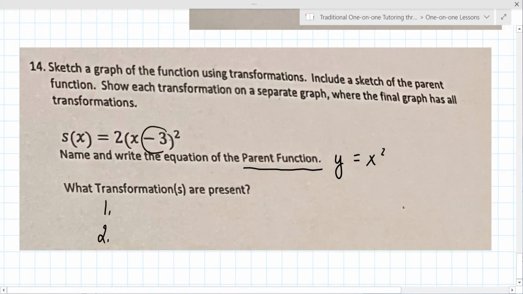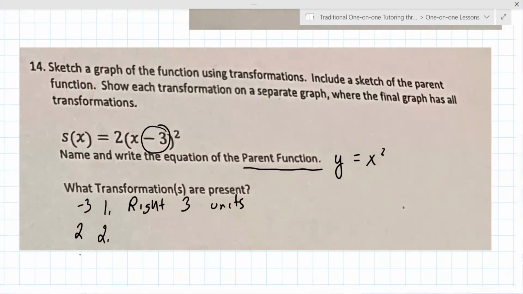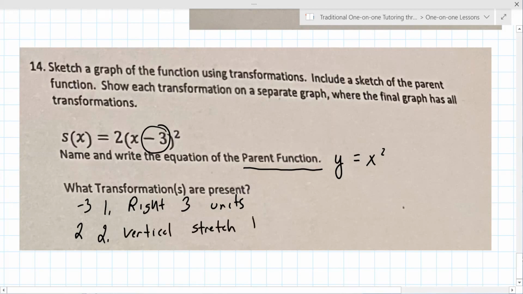The first one is this -3 inside here. So remember from the last problem, when it was +3, it went left. If it's -3, it's going to go right 3 units. And then this 2 is the next transformation. A number on the outside affects the stretching. So that's a vertical stretch by 2.